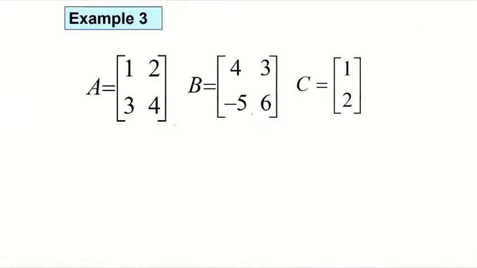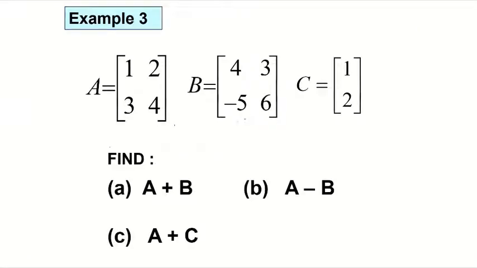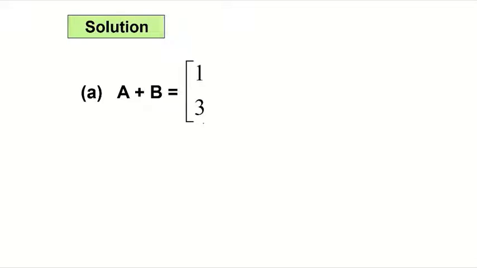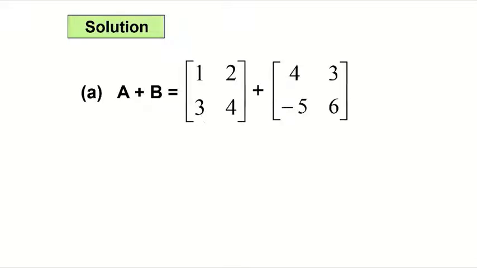Okay, next, example 3. We have 3 different matrices, A, B and C. A is a 2 by 2 matrix, B is also a 2 by 2 matrix, and C is a 2 by 1 matrix. So you have to find the summation A plus B, the subtraction A minus B, and A plus C. Okay, so for the first question, you have to find the summation of A and B.